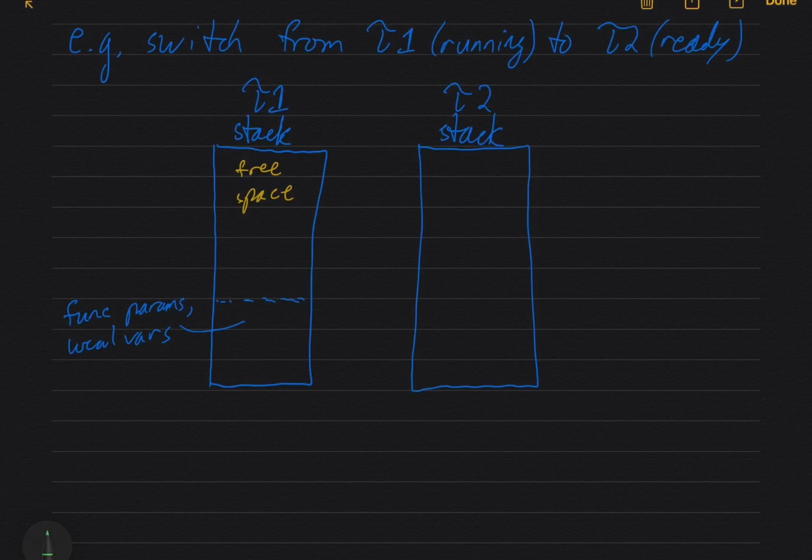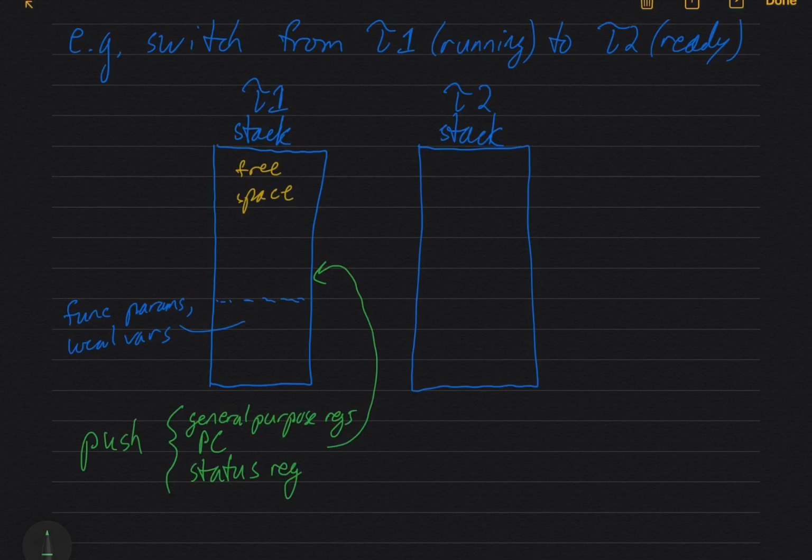So for the switch here, task 1, we are suspending it. So we're going to push a few things. So the general purpose registers, that's R0 to R14 for the ARM, plus the program counter, plus the program status register, and all this will go on top of the stack. That's what a push is.